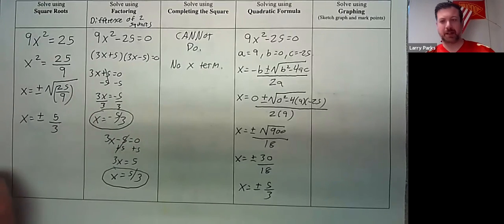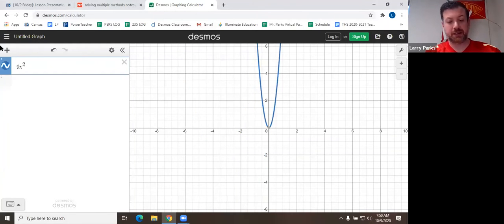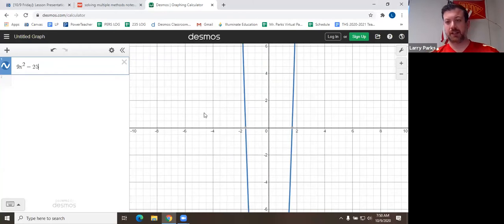And then finally, solve them by graphing. Let's see. I go type it in, 9x squared minus 25, and I get my solutions: negative 1.667 and 1.667. And I'm not going to mess with drawing the graph.